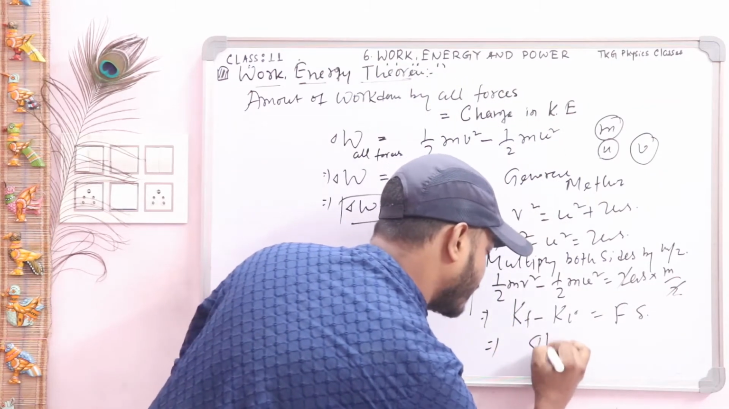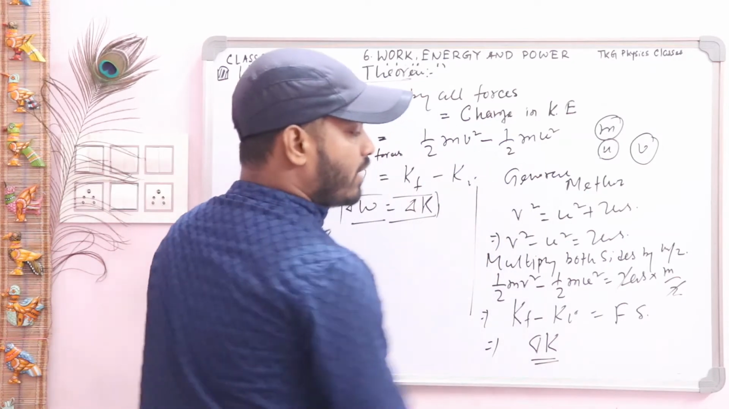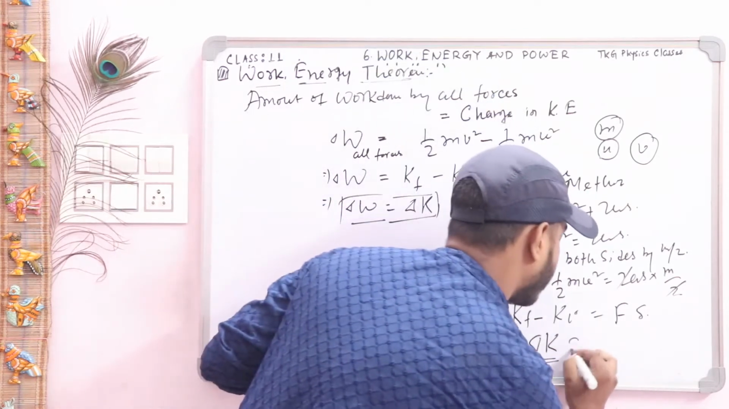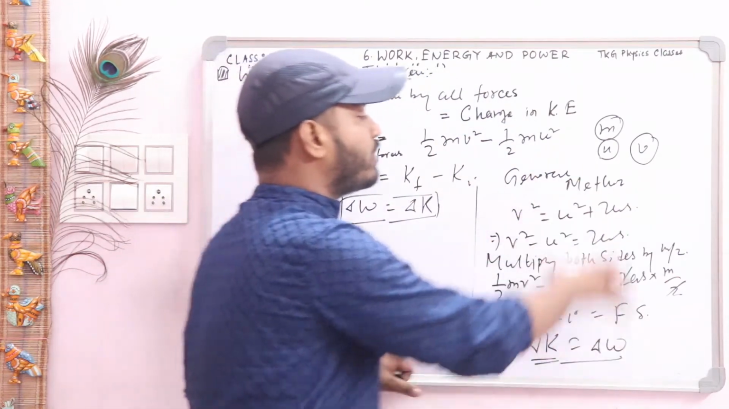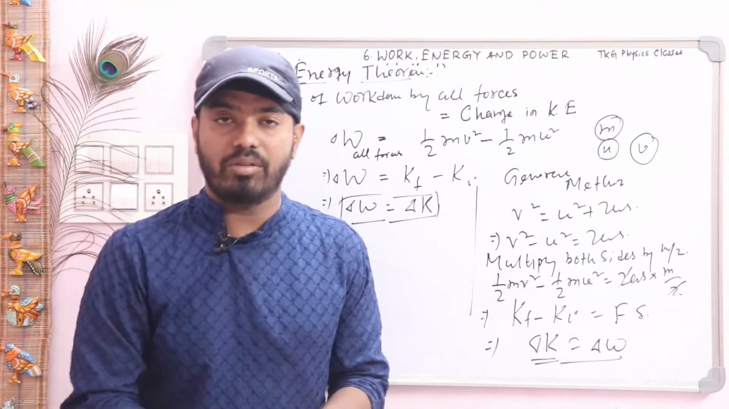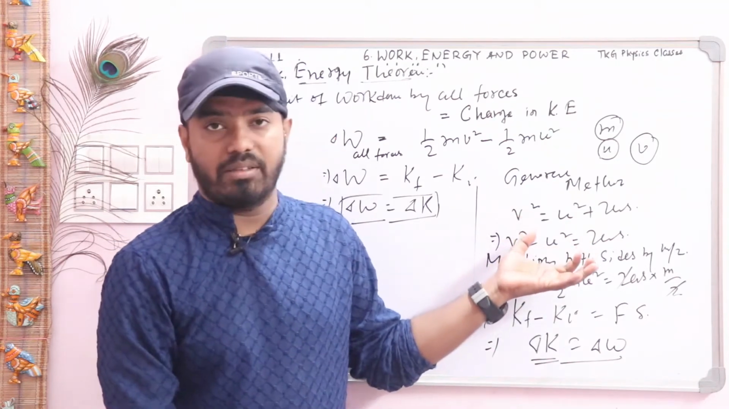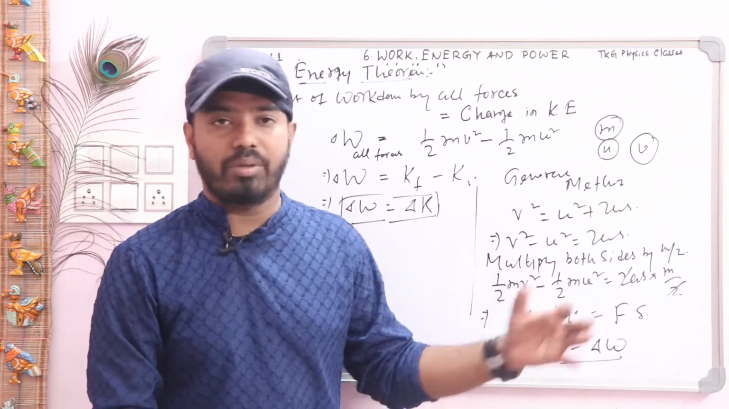So this value gives the change in kinetic energy del K, and force into displacement. So this value gives the amount of work done. So this is the proof of work energy theorem by general method. At first you explain this part, then you write this one.